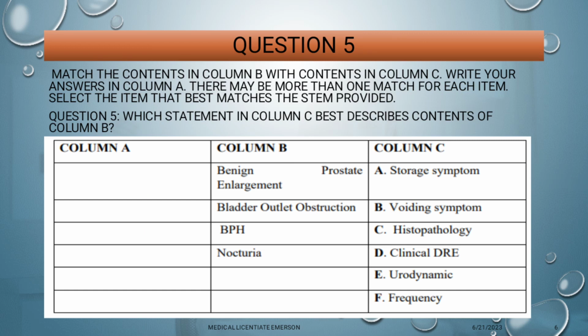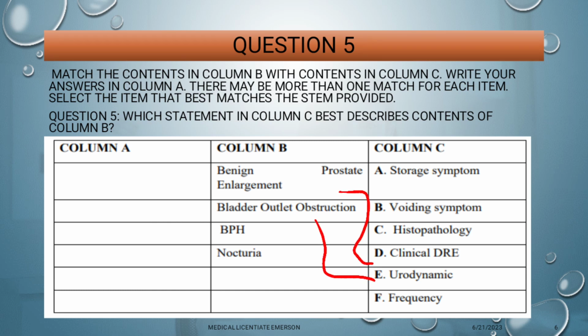So in this column, we have which statement in column C best describes the contents of column B. And remember, there may be more than one match for each item. So select the best one which is provided. So benign prostate enlargement. Like I said earlier, it is a clinical DRE for benign prostate enlargement. Then for bladder outlet obstruction, the investigation of choice you can do is urodynamics, which is E.